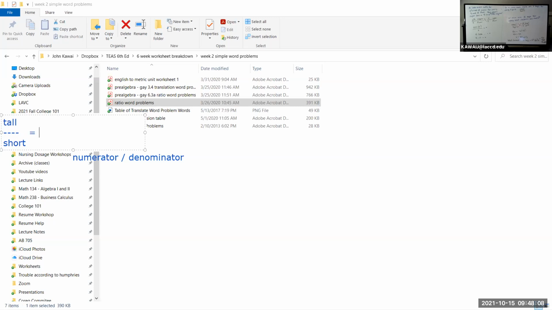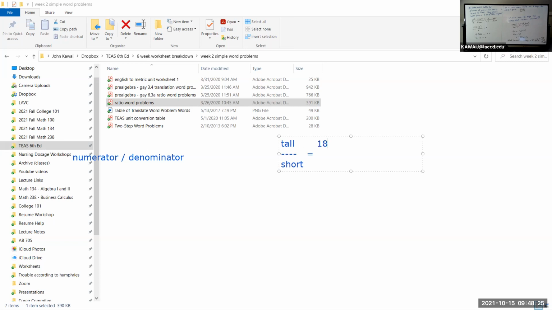Now, remember that the first one is tall, second one is short. So again, we want to look at tall to short. In Jack's class, we have 18 over 10, versus in Michael's class, we have 54 over 30. And we want to know which one is bigger.